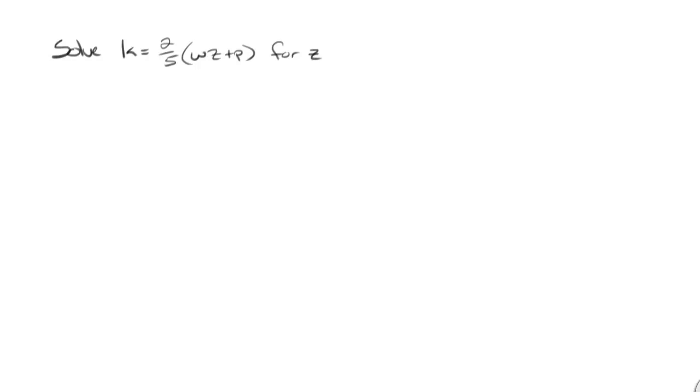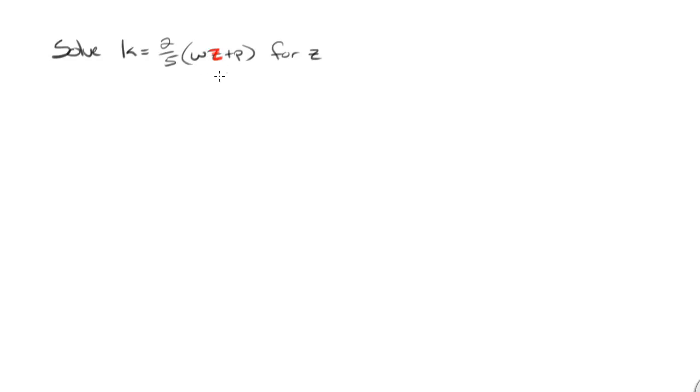Alright, we're asked to solve this literal equation for z. The idea is we want to get down to the bottom to where we have z equals and then a bunch of other mathematical jazz on the other side. Let's talk about how to do that. We attack this by unpacking the operations that are happening to z.